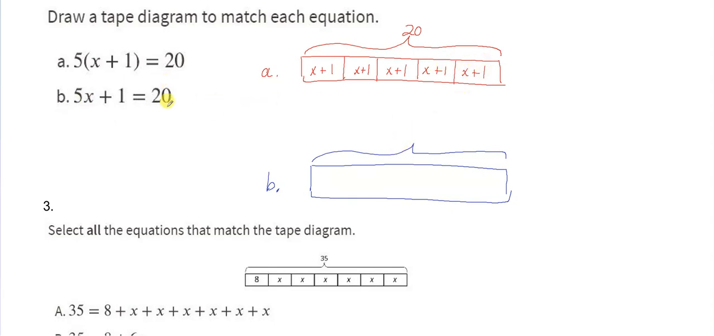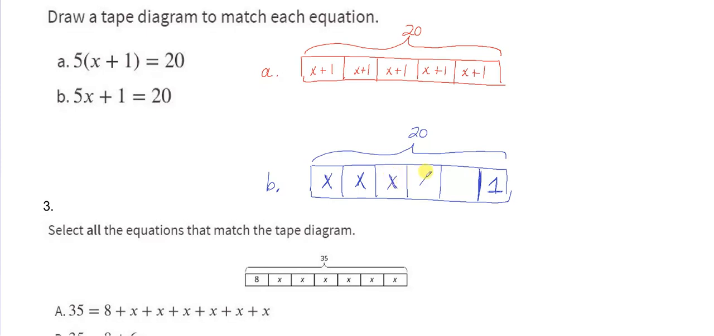Now this one is different because we don't have 5 x plus 1s. We have 5 x's and then an additional 1 added on at the end. So this one actually has 6 boxes, but they're not all the same size. Let's make the 1s over here the 1. You got 1 added on. You still got a total of 20. And then you also have 5 x's that are just the same size. So let's break this up into the same size. 1, 2, 3, 4, 5, and all of these are the same size, x.